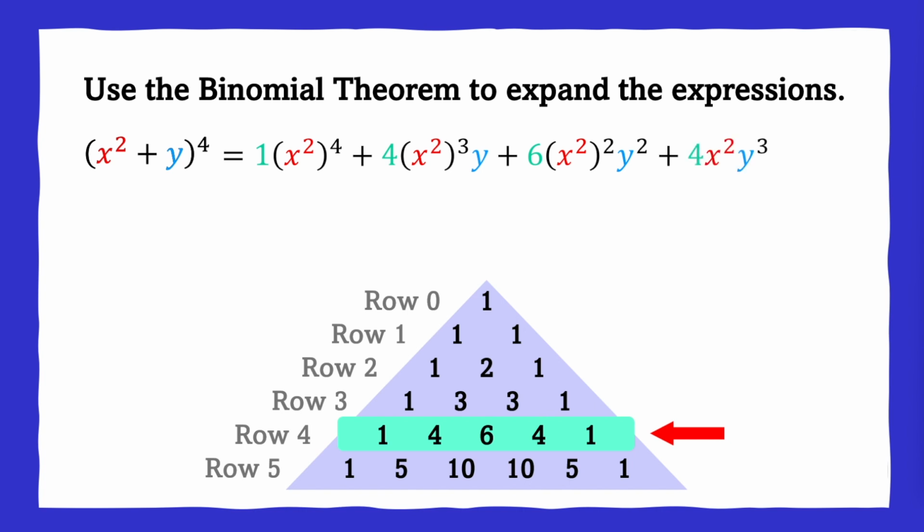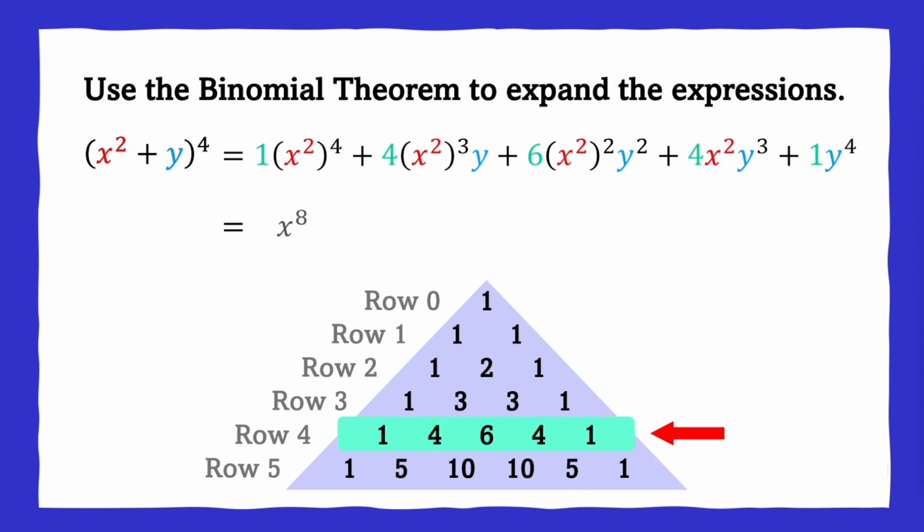The fourth term has the coefficient 4, with x squared raised to the power of 1, and y raised to the third power. Finally, the last term has the coefficient 1, where y is raised to the fourth power, and x squared is no longer present, as it's raised to the power of 0. Let's simplify using the rules of exponents. Remember, when a power is raised to a power, we multiply the exponents.